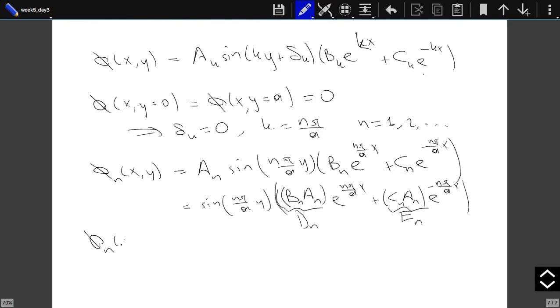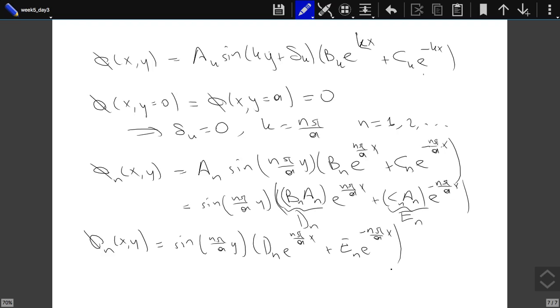So phi n of x, y is sine n pi over a y times dn e to power n pi over a x plus en e to power minus n pi over a x. Now, this function satisfies the Laplace equation, or any superposition of these functions satisfy the Laplace equation. They satisfy the boundary condition at y is equal to 0. They satisfy the boundary condition at y is equal to a. Of course, just a single one of them does not satisfy the boundary conditions at x is equal to 0 and x is equal to b.